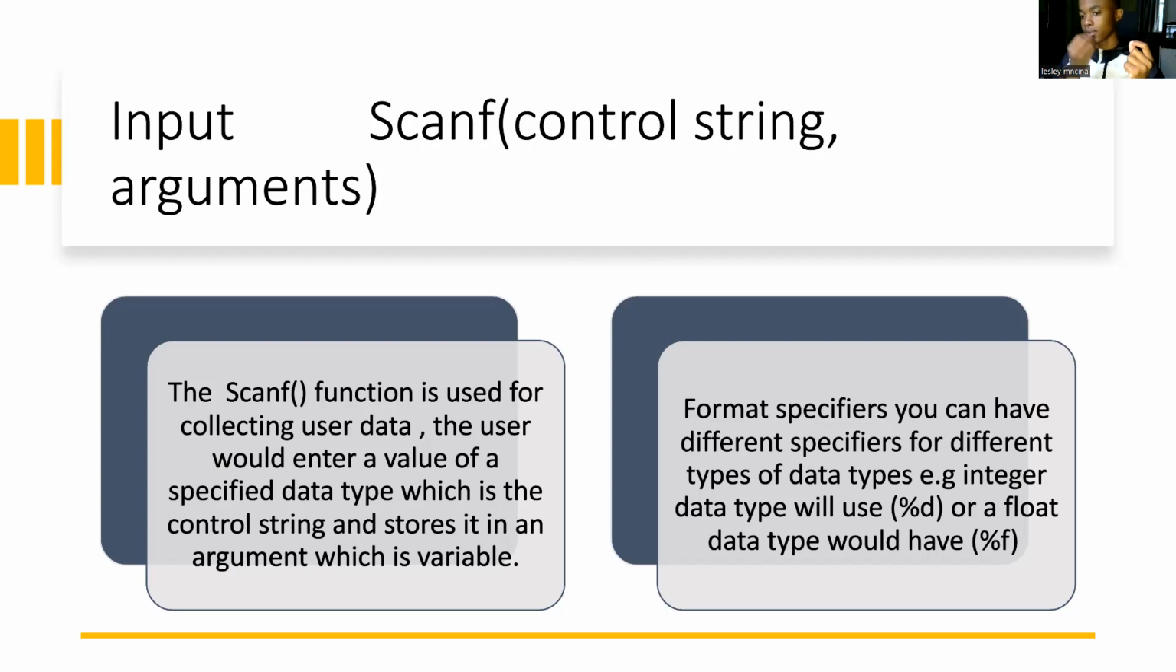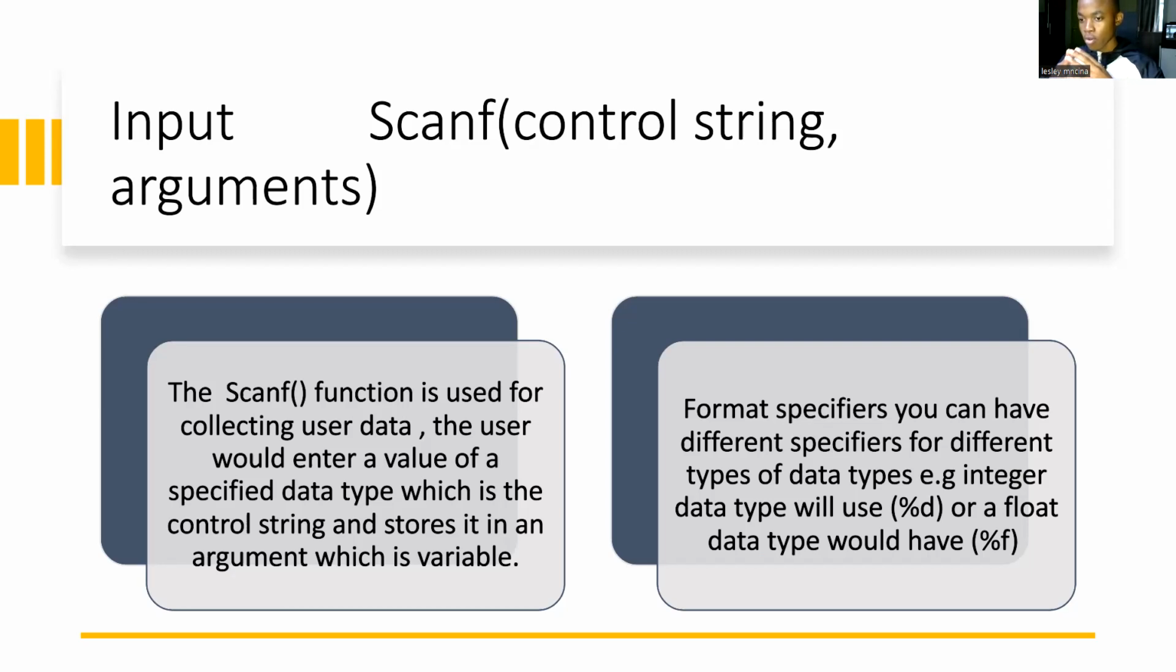Because when you collect information, you have to store it in the computer's memory. So where will the data type be stored? It will be stored in the argument. Okay, so we'd have the argument. We'll see what an argument is later, which is a variable. The argument is a variable.